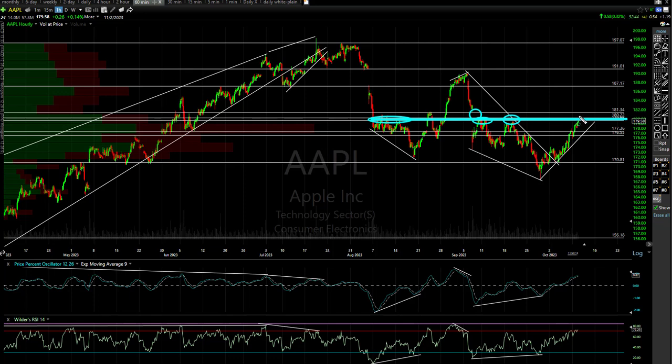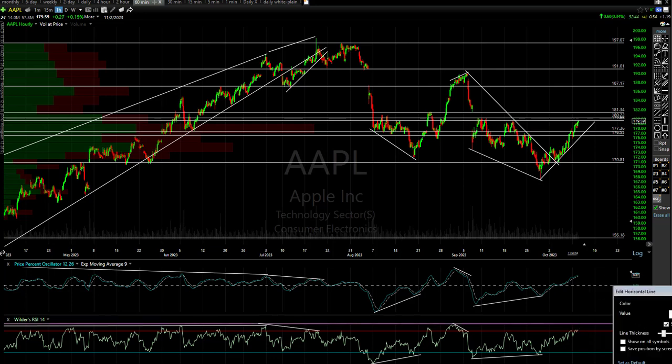Now, look, works 2 ways. Resistance is resistance until and unless taken out. If clearly taken out, then that opens the door to the next level. We're not super overbought or anything like that. We're at the 72 level on the RSI here on the 60-minute chart, but that's not my level for Apple. My level, I create my own line.